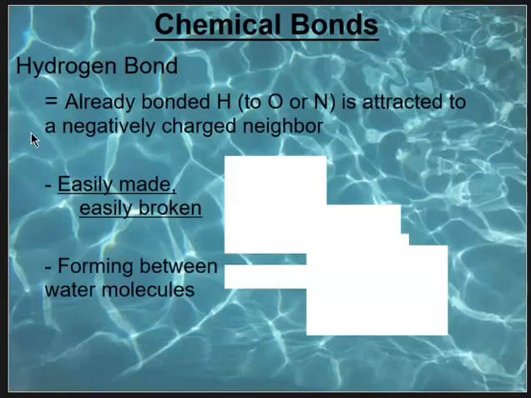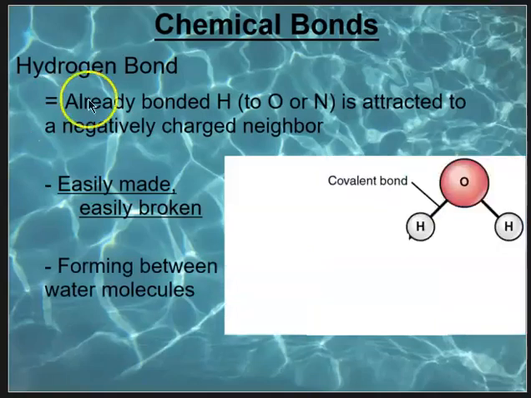These form between water molecules, for example. Here we have one single water molecule, made up of two hydrogen atoms and one oxygen atom, and the oxygen and the hydrogen are bonded together by way of a covalent bond. The hydrogen is sharing its electron with the oxygen, and this hydrogen is also sharing its electron. Look how big this oxygen is; it kind of hogs the electrons, and so the end that has the hydrogen ends up being positively charged.